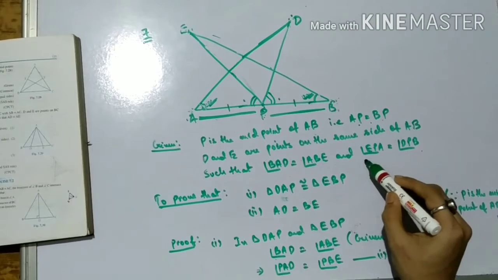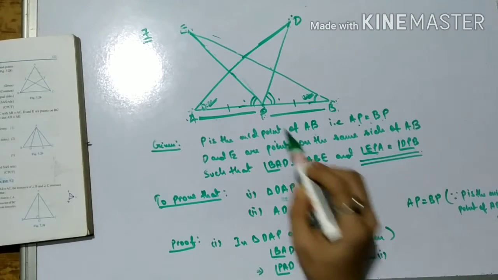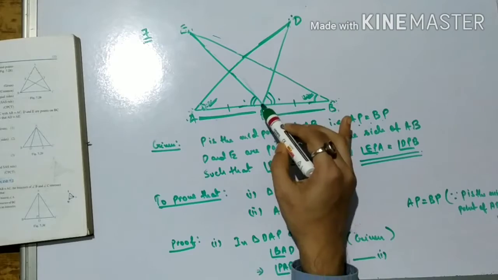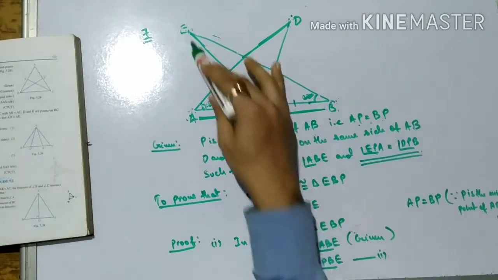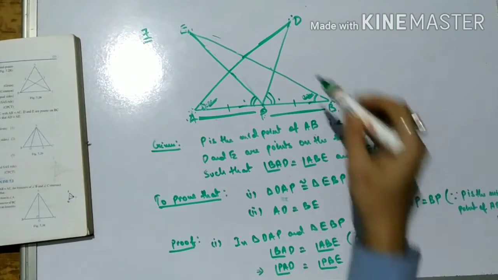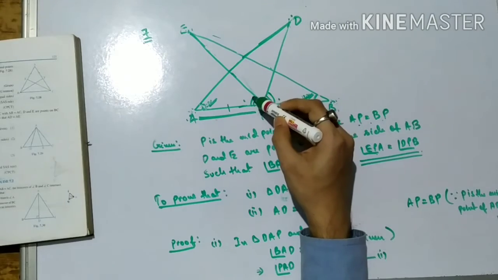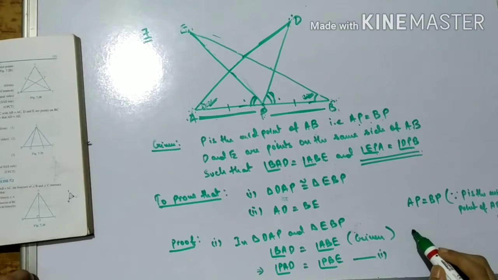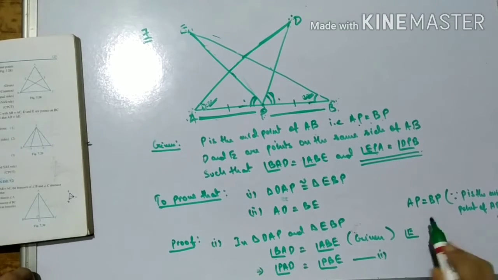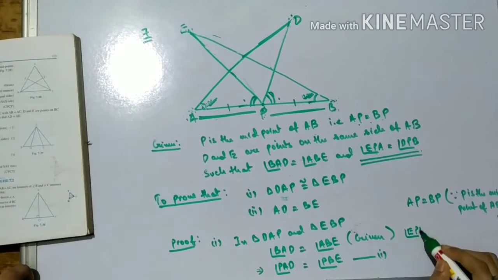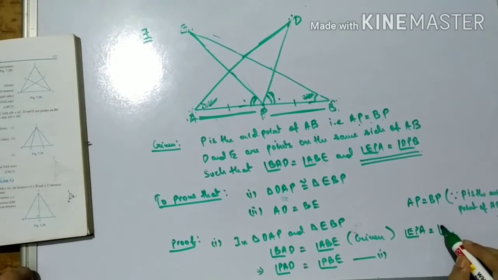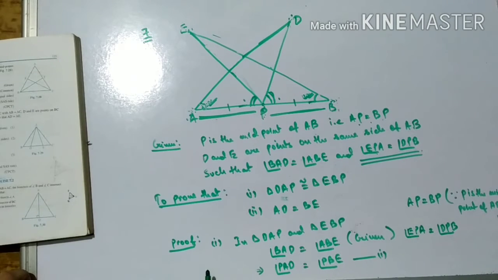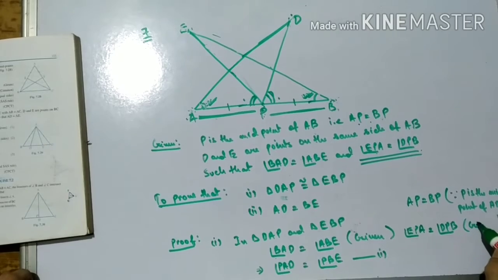And the last given: angle EPA is equal to angle DPB, given. That means this angle is equal to this angle. That last one I will write: angle EPA is equal to angle DPB. Okay, these two are given. Understand? This is our given.